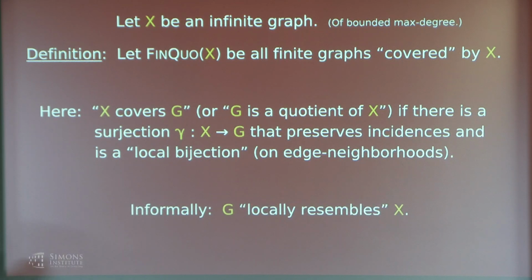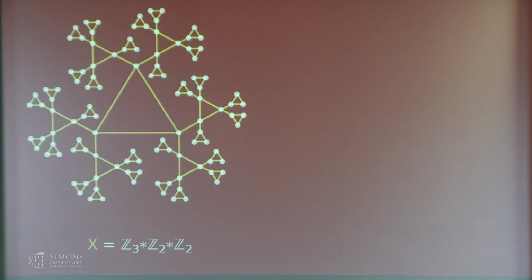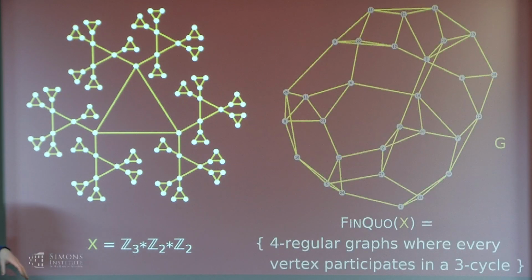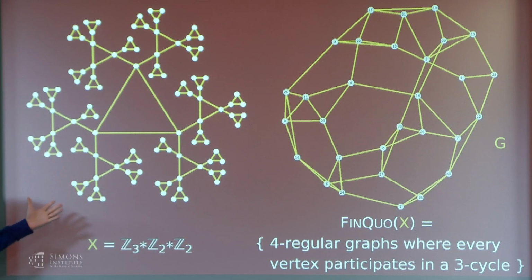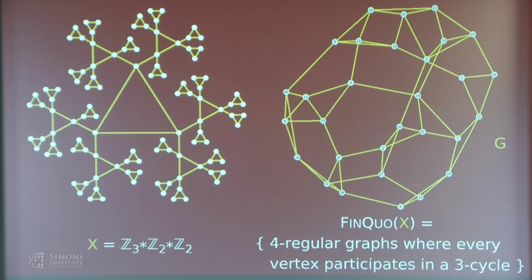But basically, once you fix the big infinite graph X, we're going to be looking at finite graphs G that locally resemble it. OK, so this is the first infinite graph we looked at. And here's an example. I mean, it's not easy to tell right away, but here's an example of a finite graph G, which is covered by this infinite graph. And in fact, the set of finite graphs covered by this infinite graph are all those 4-regular graphs where every vertex participates in a triangle. It's not too hard to prove. OK, so this graph sort of locally resembles this graph.